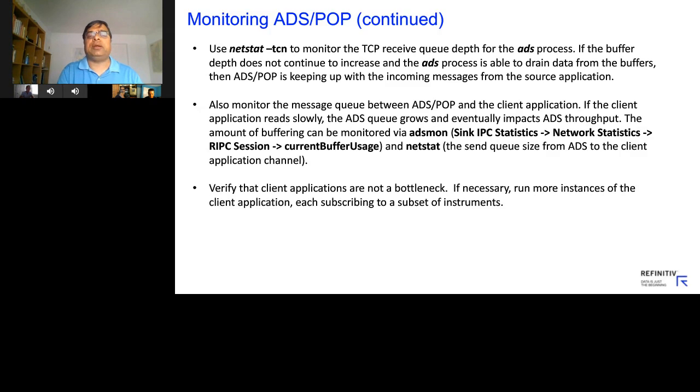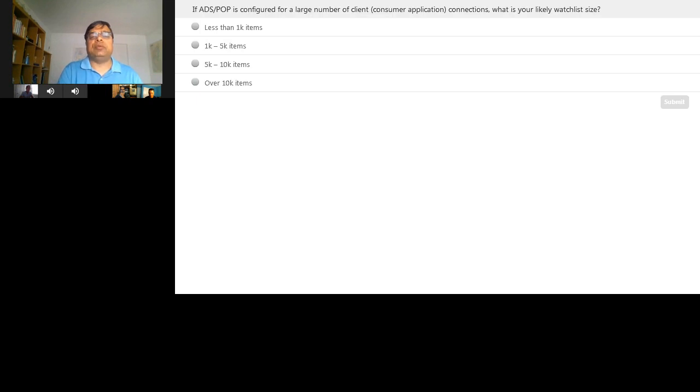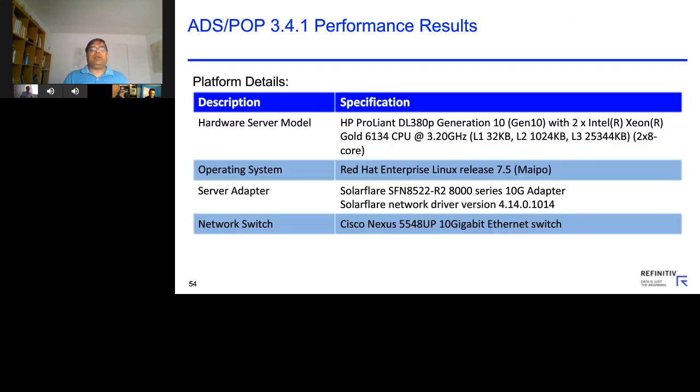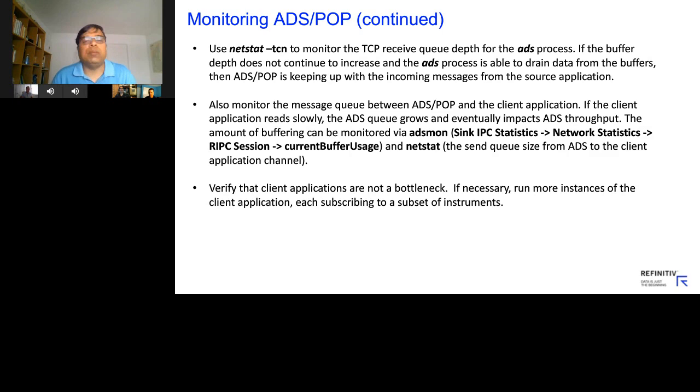Okay, so from a monitoring point of view, what else can you use? You can use NetStat, right? It's a TCP sender receiver. So you can use NetStat minus TCN. That will give you the buffer depth. So you can see how quickly the ADS process is draining the buffers, or if it is falling behind.